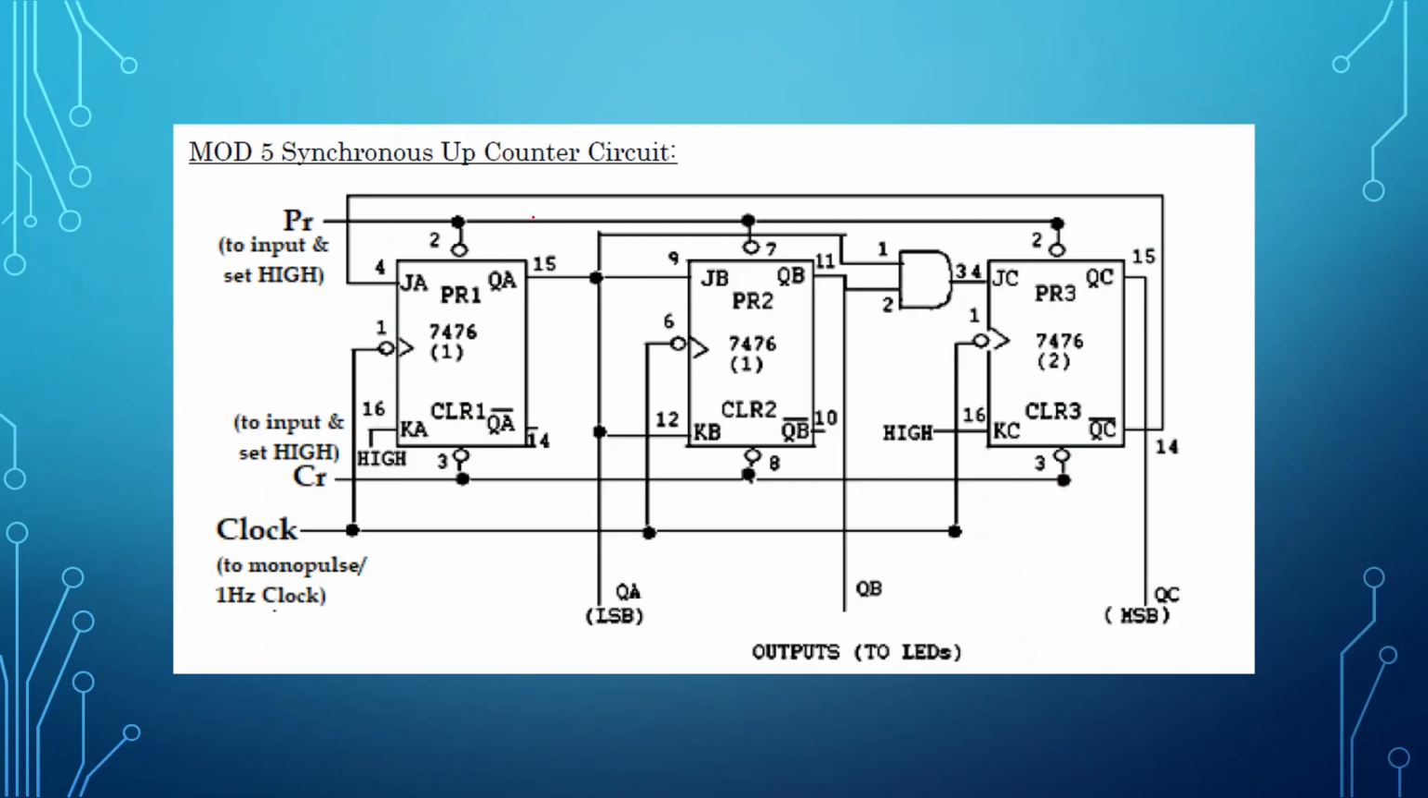However, the clock inputs of the ICs are pin number 1 and pin number 6 of the first IC. See, they have marked here. This is your first IC. This is your second IC. Clock inputs are pin number 1, pin number 6 and pin number 1. They are connected directly to the clock input. As they are connected directly to the clock input, I call this particular counter a synchronous counter.